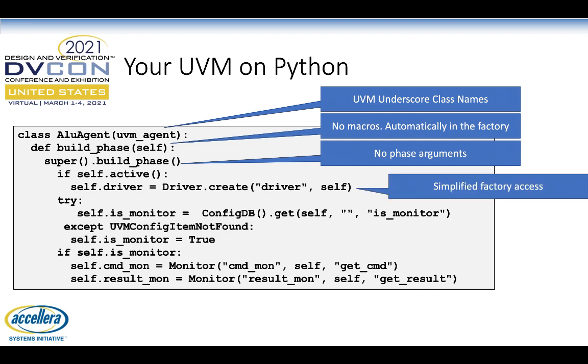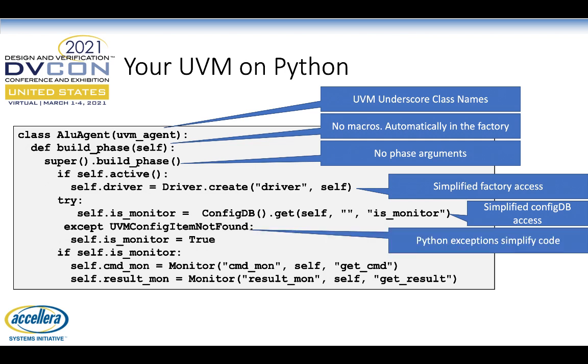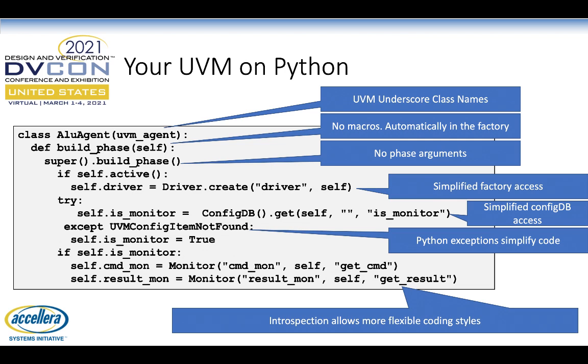You'll see it's easier to access the factory. There's no type_id::create. It's just class name dot create. The config_db is the same way. There's no typing involved, and so there's none of that hashtag and the type that goes in the config_db. There's just one config_db that stores everything. If we don't find the thing we're looking for, it throws an exception, and we can manage that, or we can let it rise up and stop our program as a UVM fatal would.